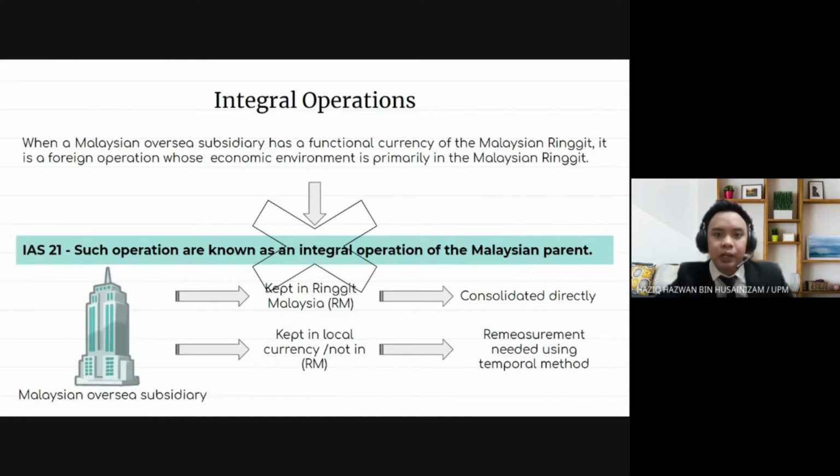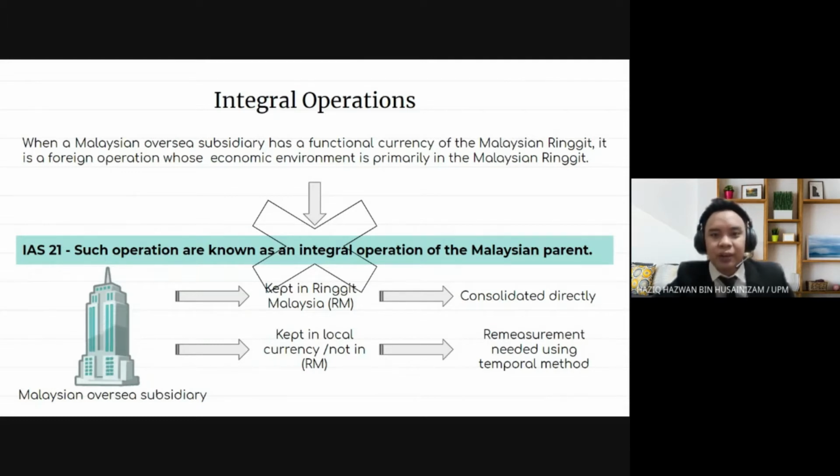Now, I will be explaining integral operation. When a Malaysian overseas subsidiary has a functional currency of the Malaysian ringgit, it is a foreign operation whose economic environment is primarily in the Malaysian ringgit. Under the original IAS 21, such an operation is known as an integral operation of the Malaysian parent. However, this IAS 21 is no longer used. In fact, MFRS 121 will be used for all the requirements. This explanation will be expanded further in the next slide.